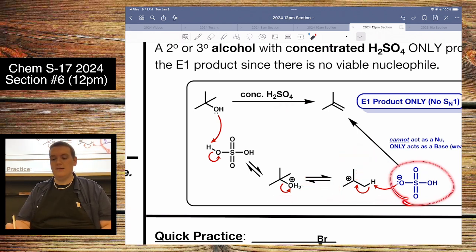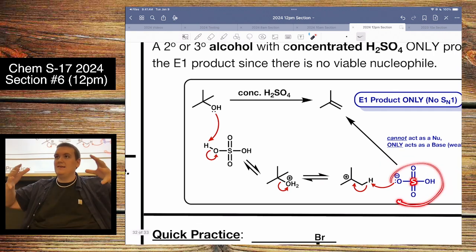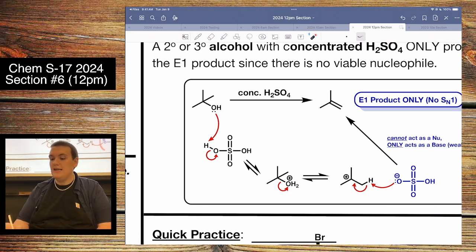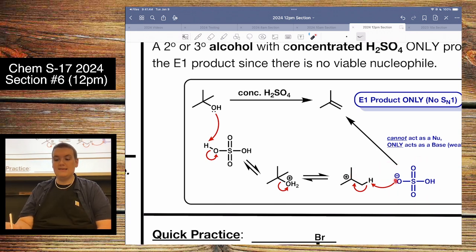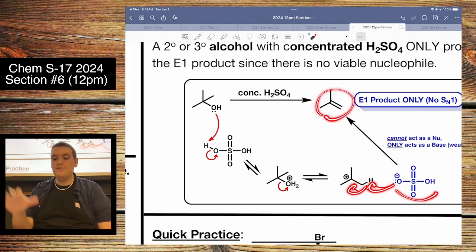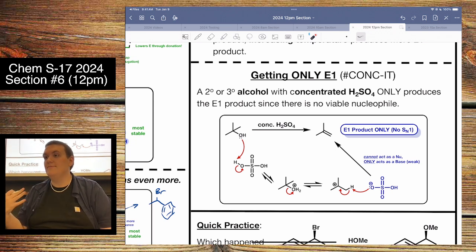But this thing over here, this bisulfate, it fully will not act as a nucleophile attacking the empty p orbital. It has to do with the fact that this thing has a lot of resonance, and also sulfur has a bigger atomic radius, and it kind of is spreading out the charge. This thing just fully won't attack the empty p orbital. And so the only thing that it can do is act as a weak conjugate base and deprotonate here at the beta position and make an alkene. So this is our way, the only way really, to get only E1 for our class.